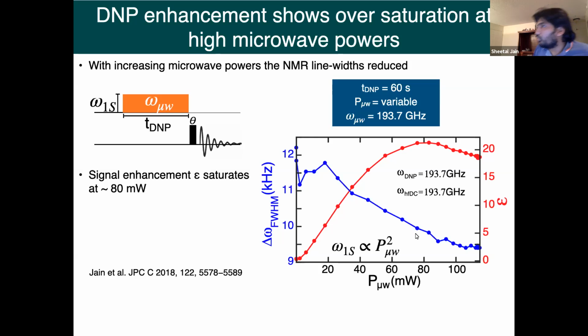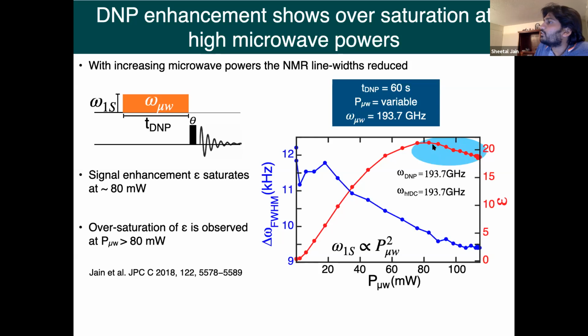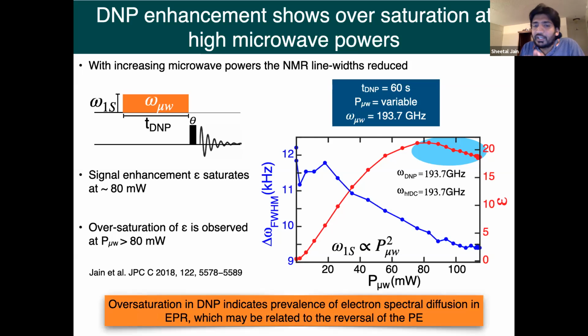Now, what we see here is that at higher power, beyond 80 milliwatt, the DNP signal starts to decrease. This is a phenomenon known as oversaturation that has been reported by our group earlier. And this is an important hint towards electron spectral diffusion that results in such behavior, which means that the EPR pattern is getting quenched by microwave radiation quite effectively.